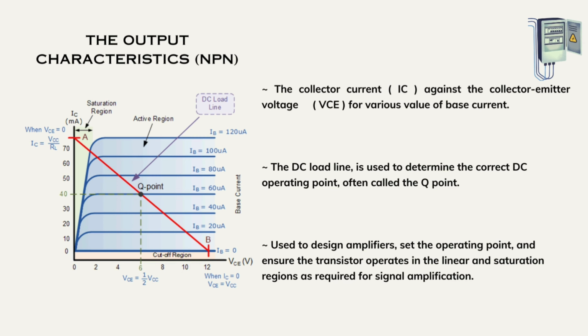So what is the DC load line for? According to Google, the DC load line is used to determine the correct DC operating point, often called the Q point. In summary, this output graph is used to design amplifiers, set the operating point, and ensure the transistor operates in the linear and saturation regions as required for signal amplification.